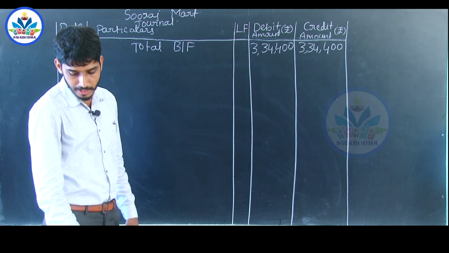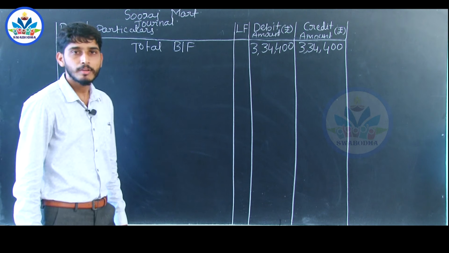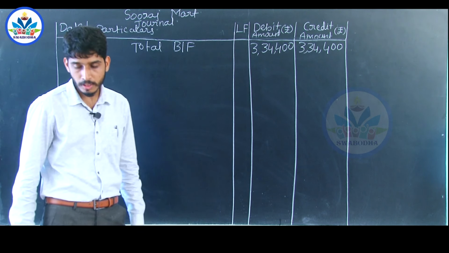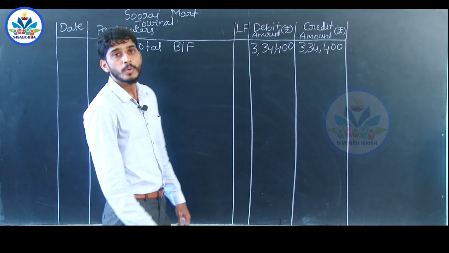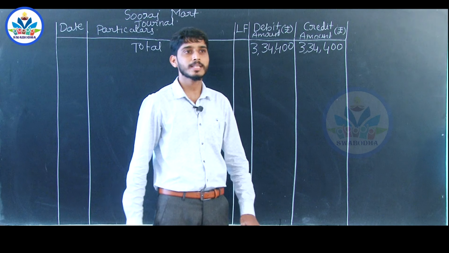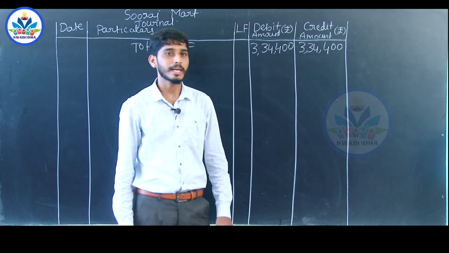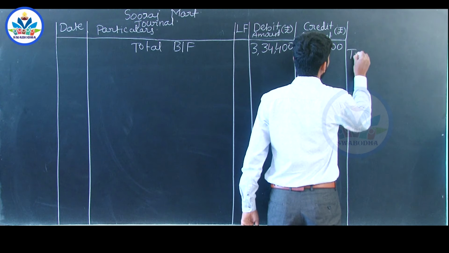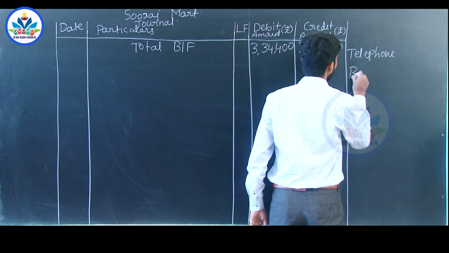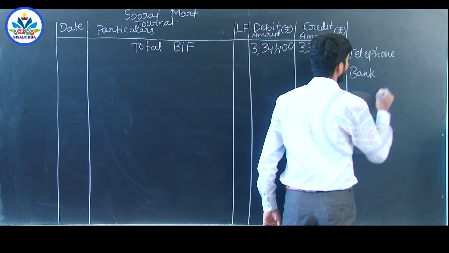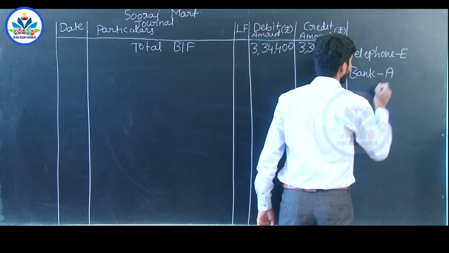Telephone bill paid by check rupees 2000 on 30/4/2014. Now, the two accounts involved in the transaction are the telephone bill and the bank account. Telephone bill is an expense, bank is an asset.